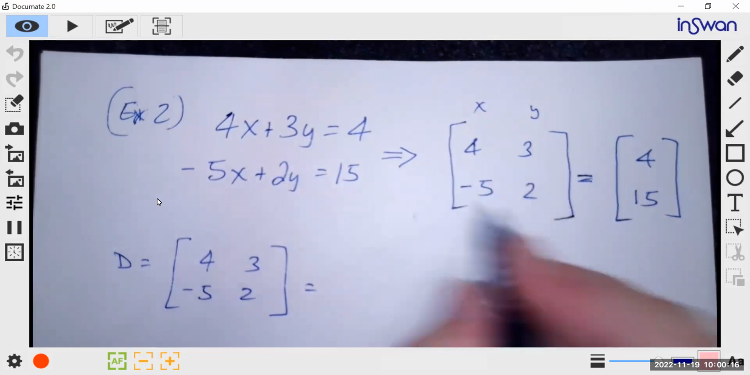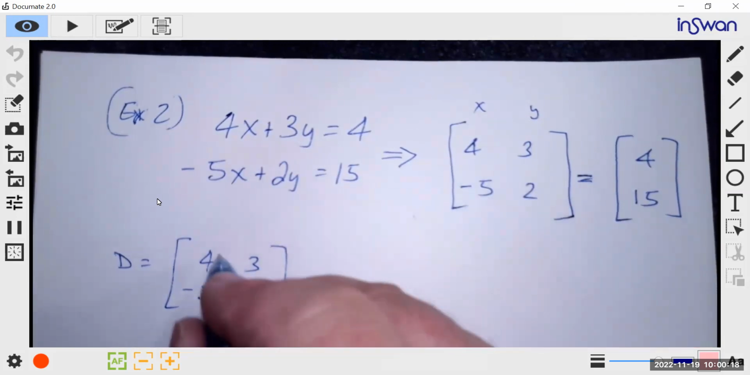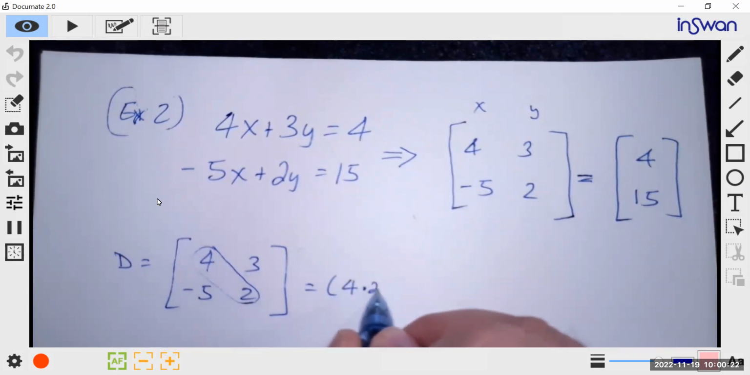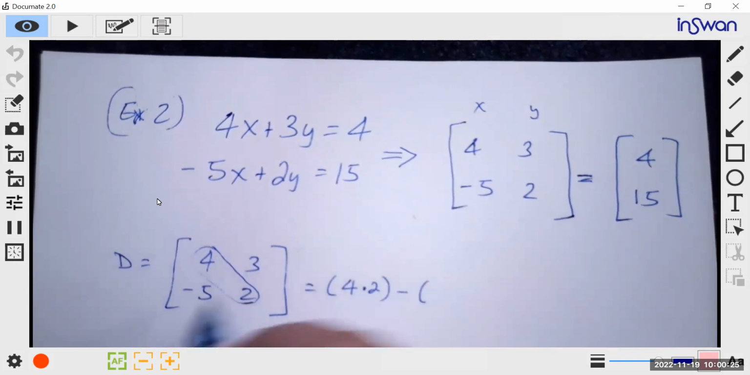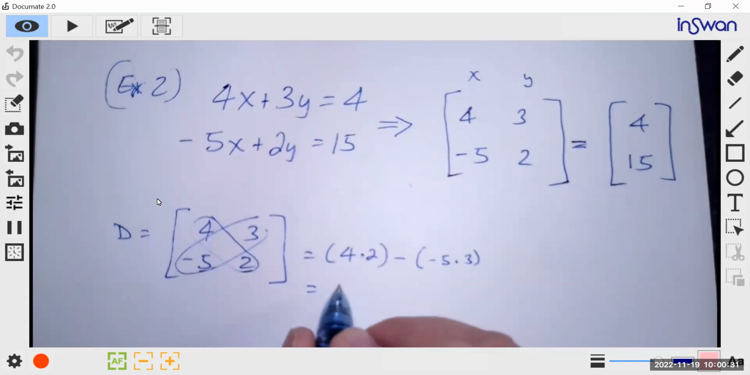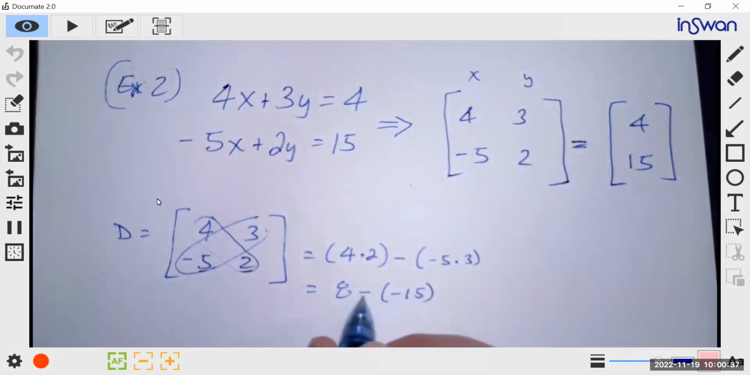So the original equation is your D. 4 times 2 minus negative 5 times 3. 4 times 2 is 8. Negative 5 times 3 is negative 15. That becomes a plus. 8 plus 15 is 23.